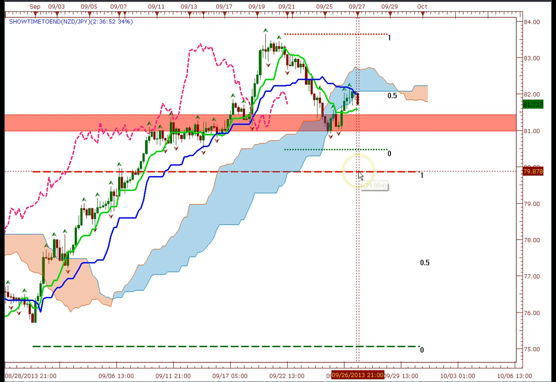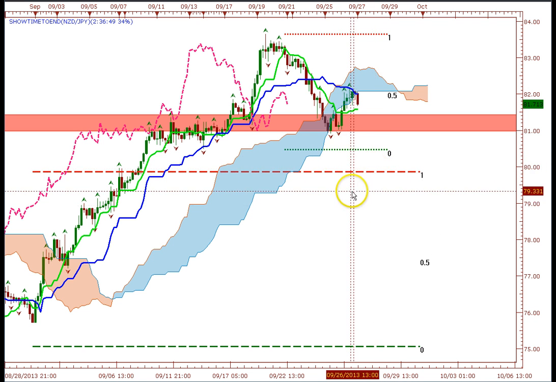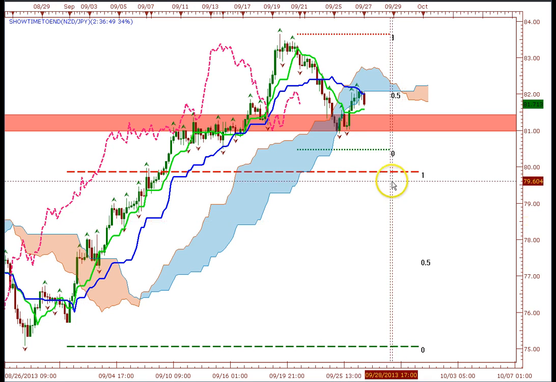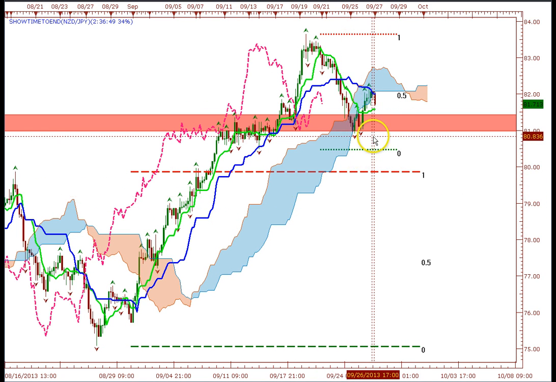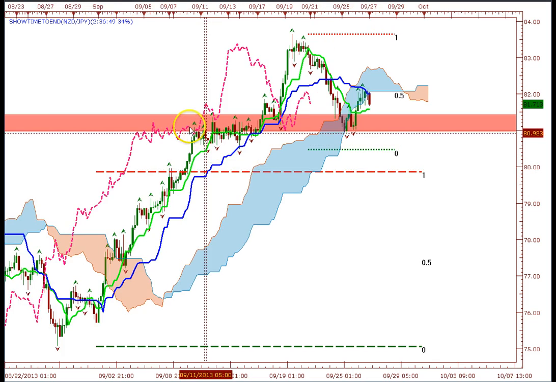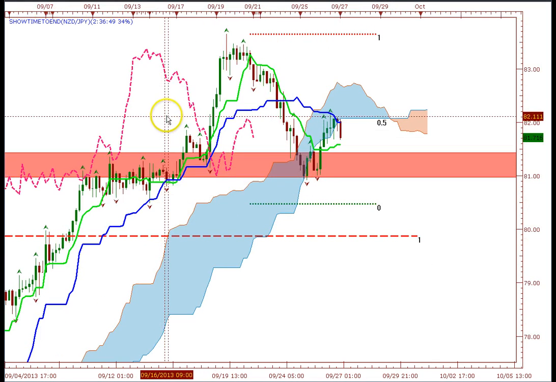That's sitting at about 79.884. That's where that level is. So break that level and we could see this drop all the way down to this level. But that's long term, so we don't know what the market's going to do long term. We don't even know what it's going to do short term, but we try to figure it out.